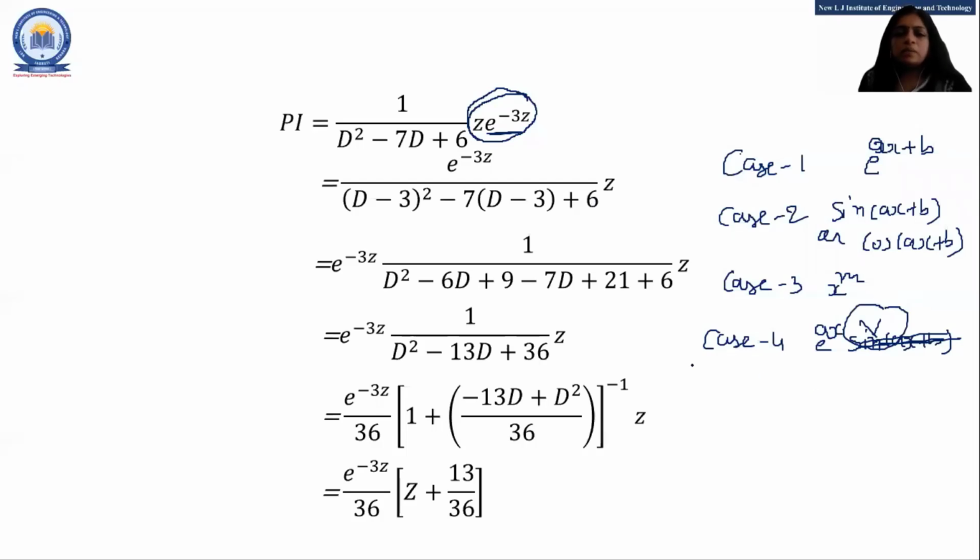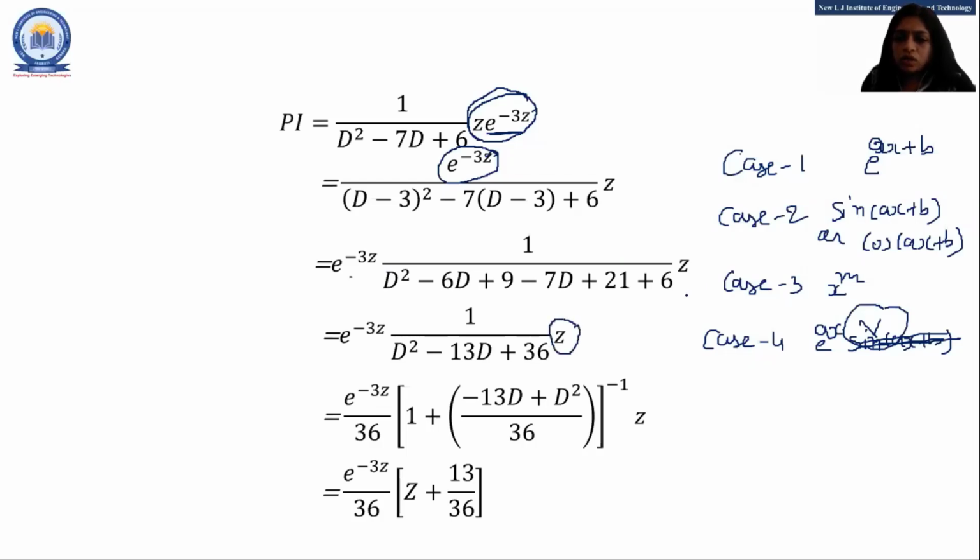Please remember this here. For case 4, I have to add the multiple of z from the exponential term in the D of the denominator. So I put here (D minus 3) whole square minus 7(D minus 3) plus 6. Now the role of e raised to minus 3z is complete, so I put e raised to minus 3z in the starting part. Now only z is there. After simplification, my denominator is D square minus 13D plus 36 into z. Right? Now got it? Now this is z only.